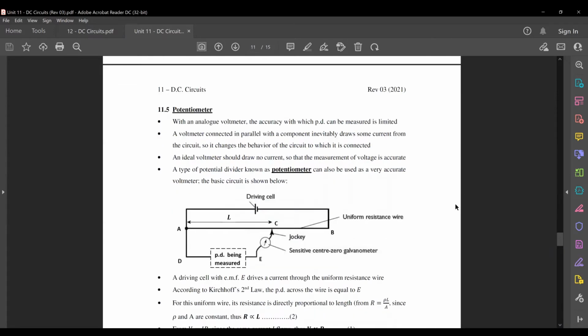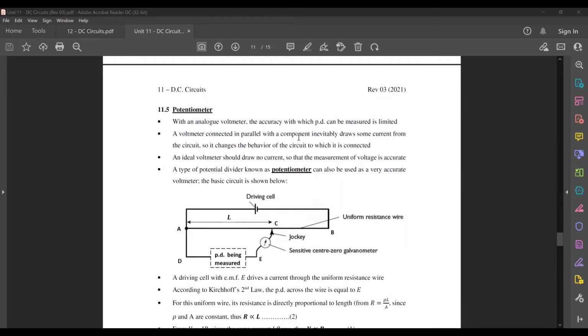Okay, now, what is a potentiometer? A potentiometer is kind of like a voltmeter, all right? You can just think of a potentiometer as something that acts like a voltmeter, all right? Why do we need a potentiometer to act as a voltmeter? The reasoning is because when you have an analog voltmeter, the accuracy with which PD can be measured is limited. What do we mean by that is this.